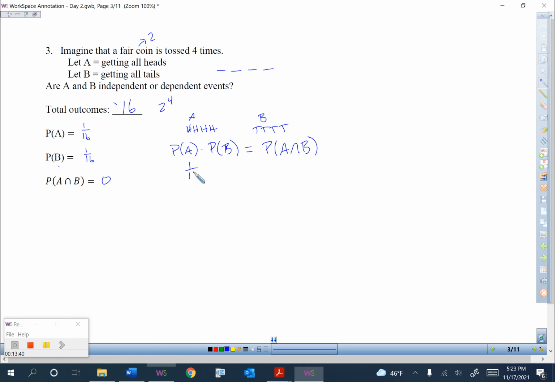The probability of A was 1 over 16, and we're multiplying that by 1 over 16 and comparing it to the intersection. Because this one is 0, it's obviously not equal, but 1 over 256 is not going to work for us. So we put a therefore dependent. Okay, let's chat about why. Once you get heads, heads, heads, heads, that changes this probability, because once you get all heads, it is impossible to get all tails, making it dependent. The probability was changed.